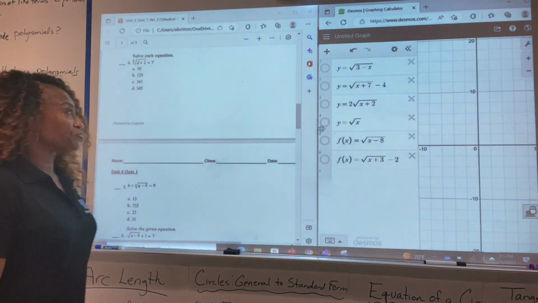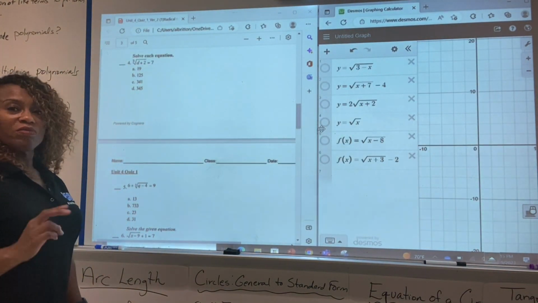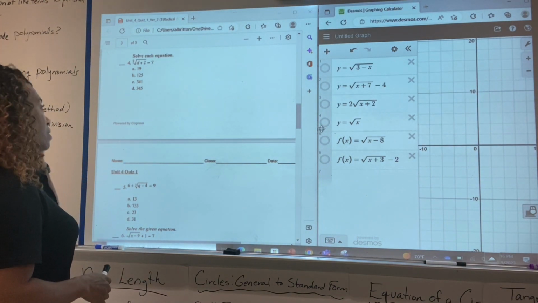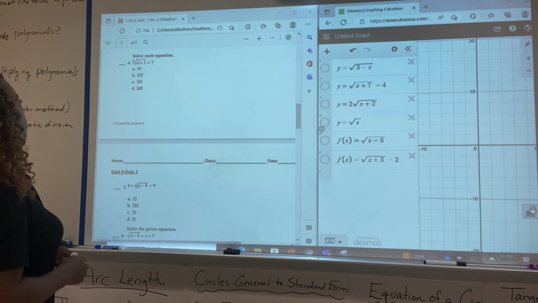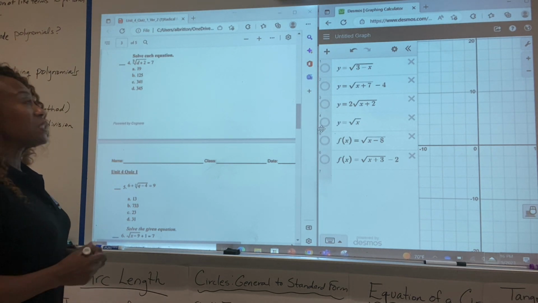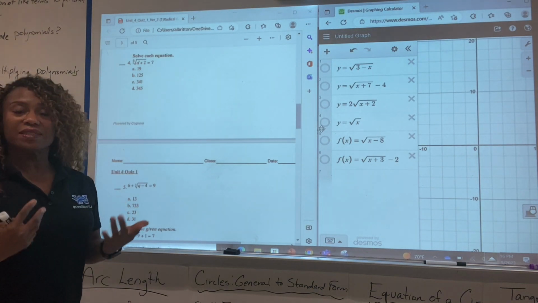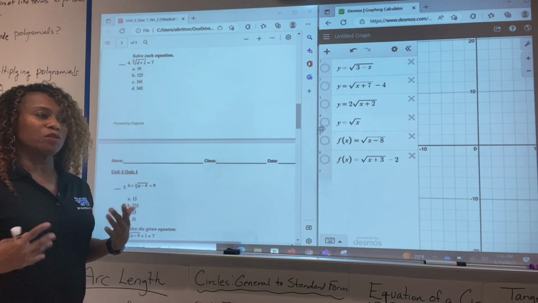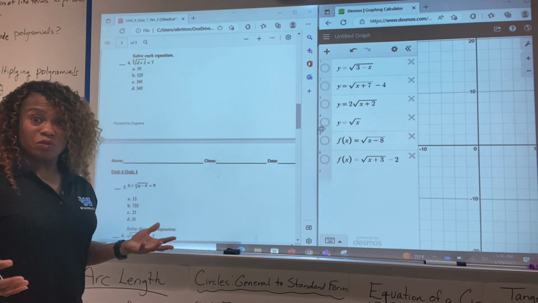Problem number 4. Here we're getting into the solving radical functions section of the study guide. For number 4, we're asked to solve the equation: the cube root of d plus 2 is equal to 7. Now we actually started this lesson on solving radical functions talking about how you solve equations that we've done in the past.